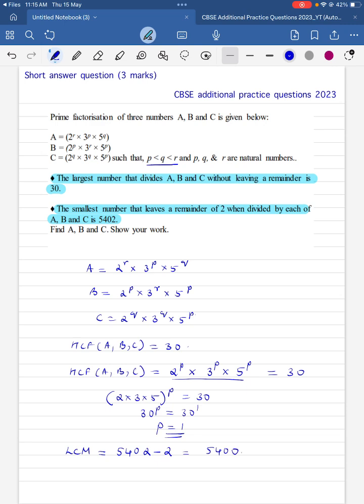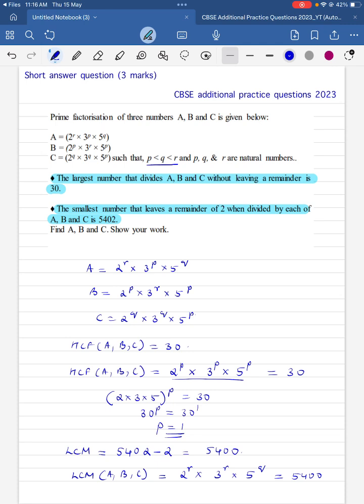Now, from the prime factorization, I also know that the LCM of A, B and C will be found by writing out all the factors and taking the highest power. Between P, Q and R, the highest one is R, so I'll write 2 to the power of R. Between P, R and Q, again it's R. And between Q and P, the bigger one is Q. So this will be the LCM of A, B and C, which we found out earlier was equal to 5400.